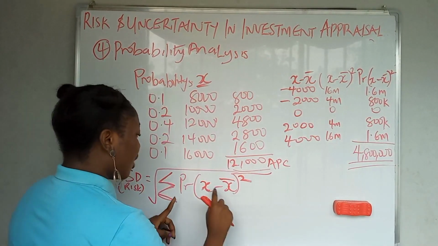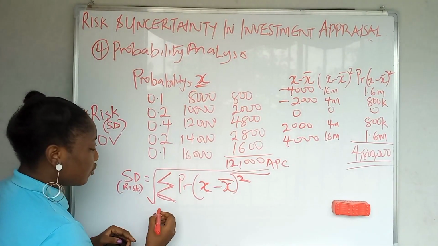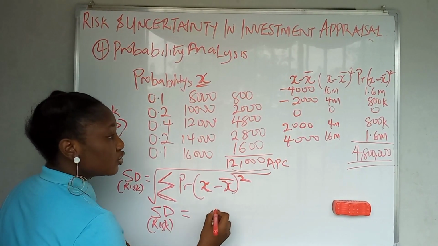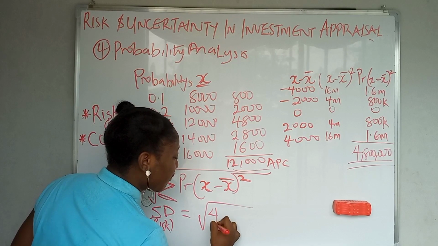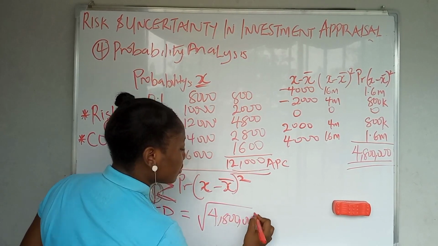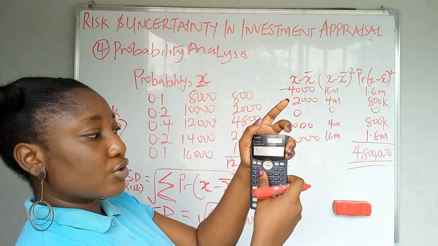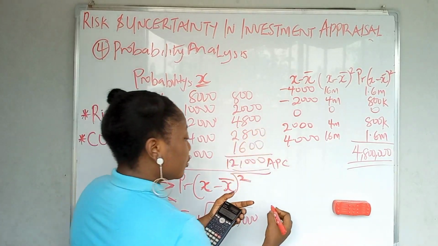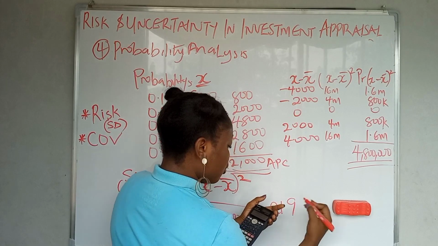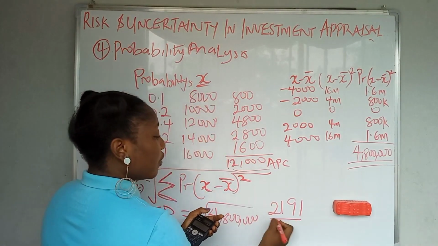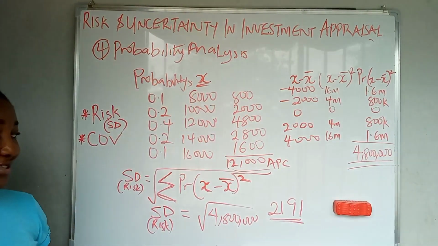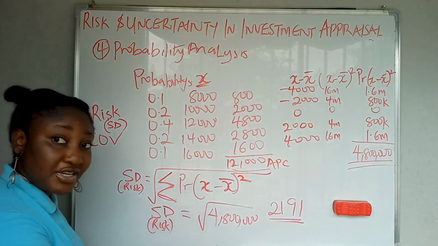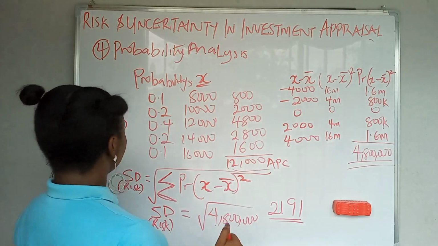Right? So you have gotten all that is inside the square root. So you have your standard deviation, which is your risk, if they ask you to calculate risk, to be the square root of 4,800,000. All you need to do is put that in your calculator. Square root of 4,800,000, and that will give you 2190.8. So that's 2191. Just write it like that: 2191 units. That's all. That's your risk. Sorry, that's your standard deviation.